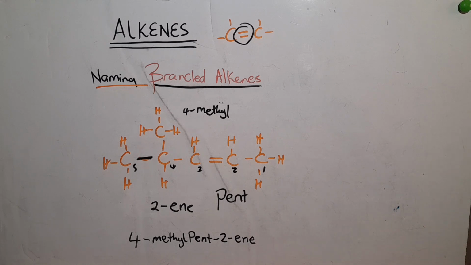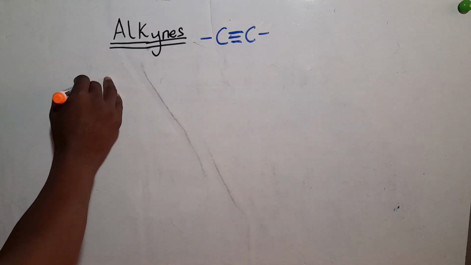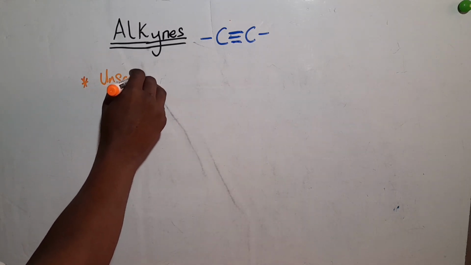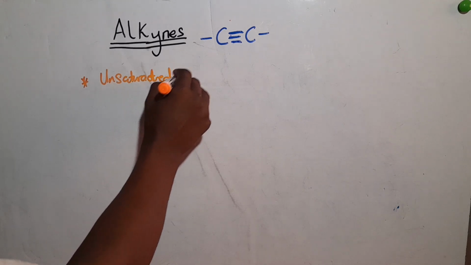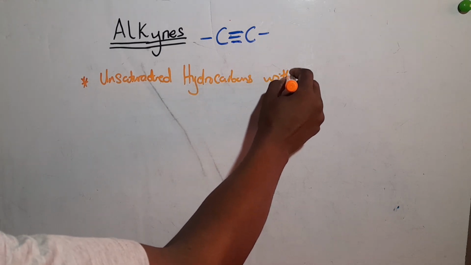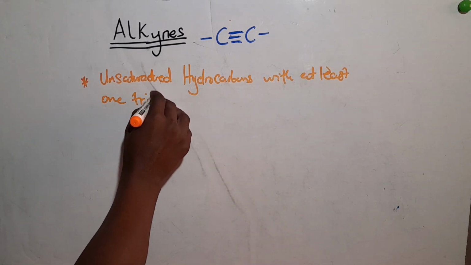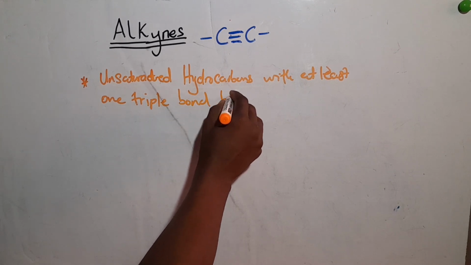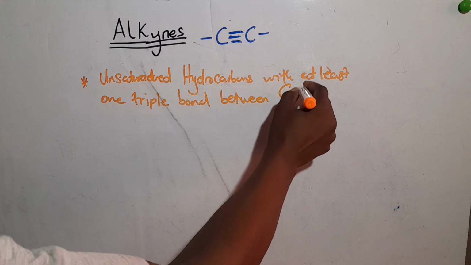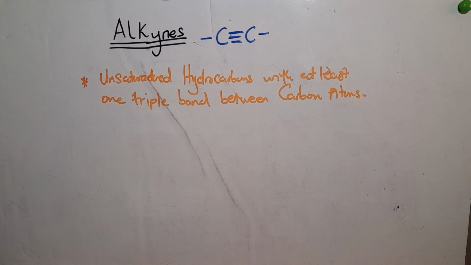So I'll just continue to go on to alkynes, because alkynes are very similar to alkenes, just a difference of a double bond and a triple bond only, right? So we are here at last. So what are alkynes? So alkynes, they are also unsaturated hydrocarbons with at least one triple bond between carbon atoms, right? So they're having at least a triple bond between their carbon atoms.